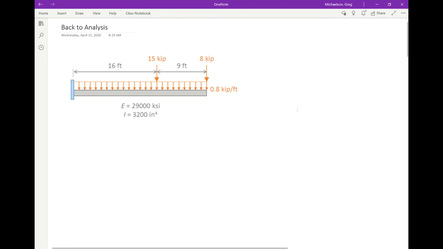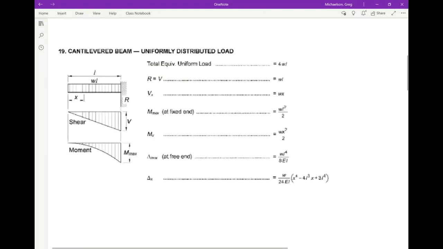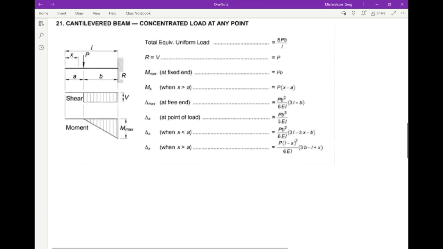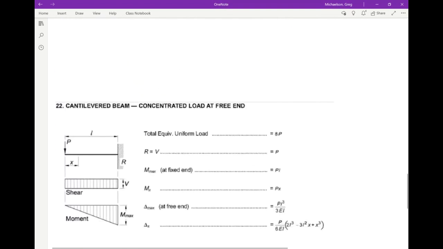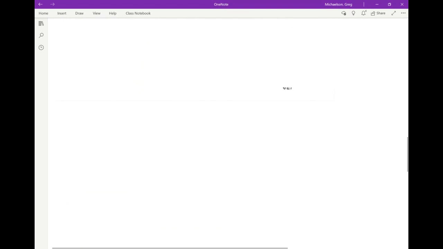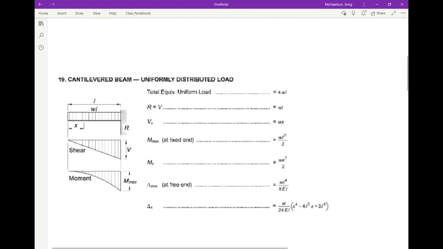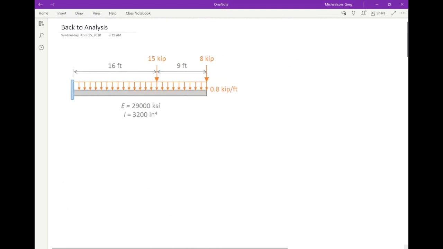Now, if you remember in the homework assignment, I referred everybody to case 19, case 21, and case 22. So if you scroll down a bit, I went ahead and screen captured that from the manual. This is case 19, this is case 21, and this is case 22. We're going to handle each of these one at a time, and so this is actually going to be a bit more comprehensive than what you did on the homework.